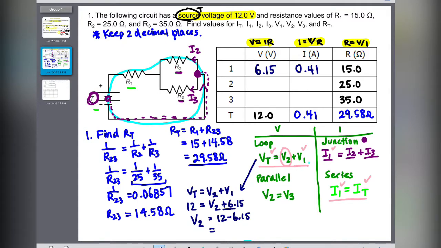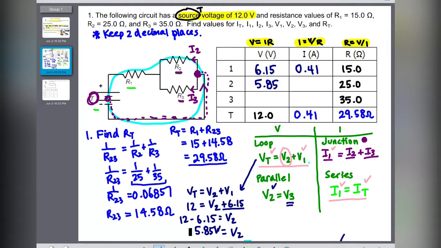Are we okay with what I did there? So I moved this over to the other side. If you don't like to write it like that, I can just say 12 minus 6.15 equals V2. Some people don't like me rearranging like that. So this is 5.85 volts, okay? When I get something, I fill it in. This is V2, so V2 is 5.85.